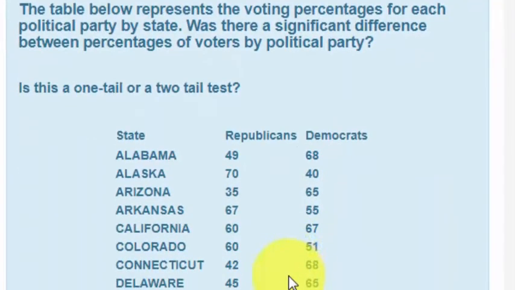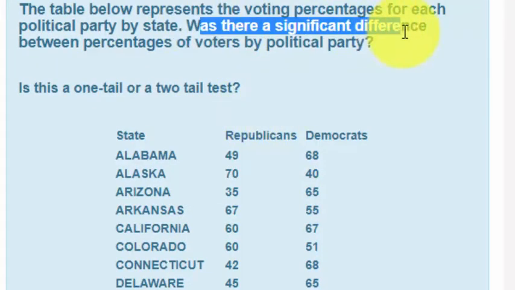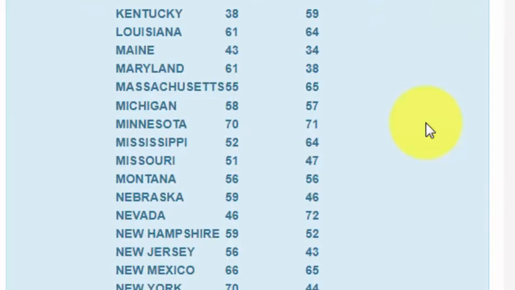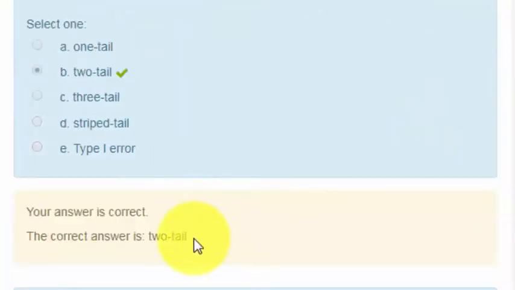And the last one for this video is, is this a 1-tail or 2-tail test? Read the question again. Was there a significant difference between the Republicans and the Democrats? It doesn't say, will the Democrats have higher or lower percentages, right? There is no directionality. So therefore, that makes this a 2-tailed test. And again, we got that one right. Okay, again, this is going to be one video for 4 different questions.